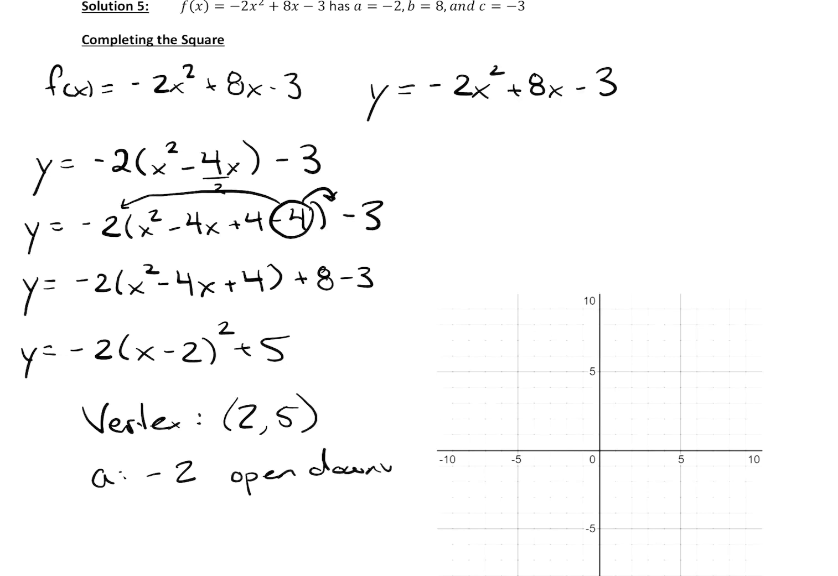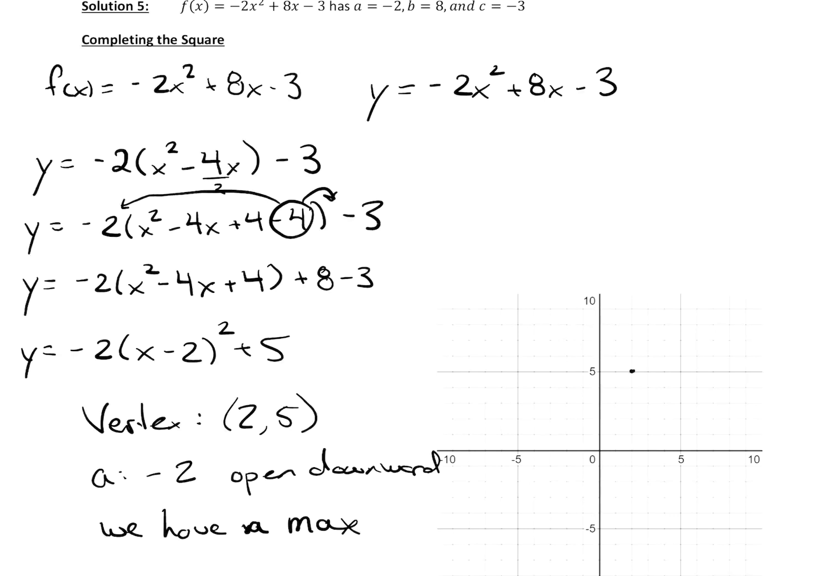Which means we have a maximum point, right? Because our vertex is at the top because it's opening down. So let's start to model what that looks like. We can label our vertex at 2, 5. Nope. Wow, what a rookie. That's 5, 2. At 2, 5.